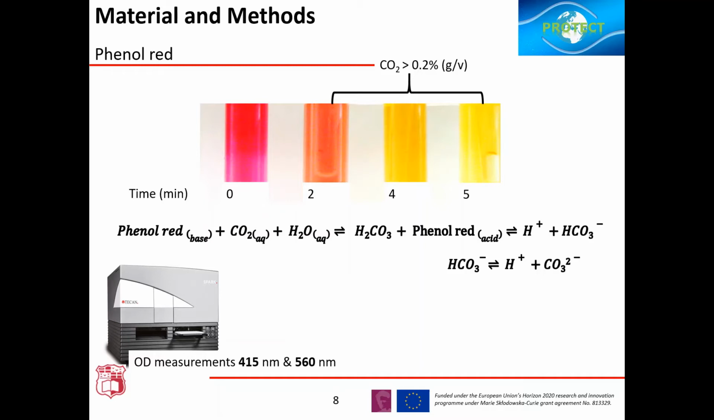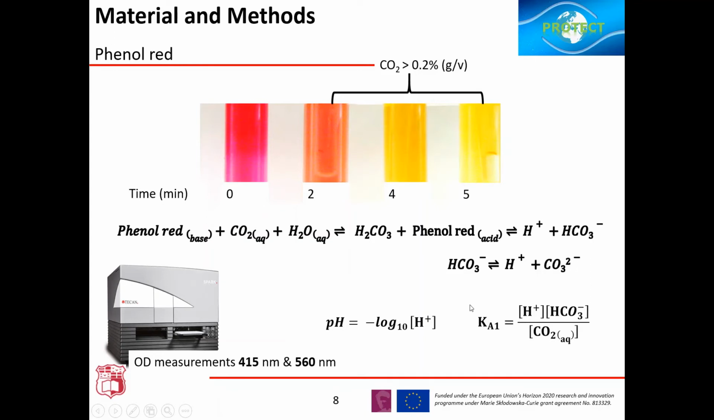operating under controlled temperatures and carbon dioxide conditions. We used two different wavelengths, 450 and 560, because we know from the literature that these are the maximal peaks for phenol red. Using the equation of pH and the acidic equilibrium constant of the bicarbonate system, we can estimate the concentration of protons, and we can calculate the dissolved carbon dioxide in the solution.